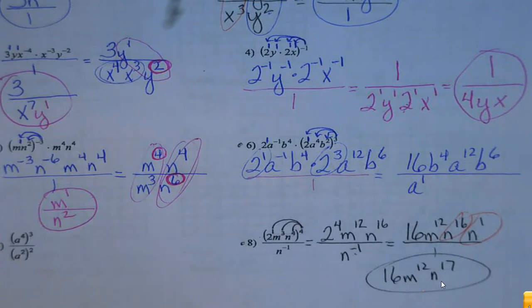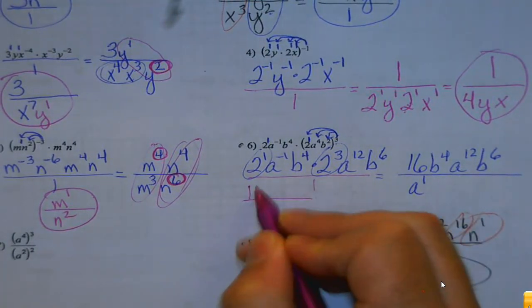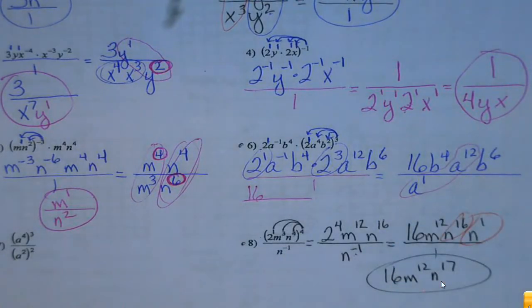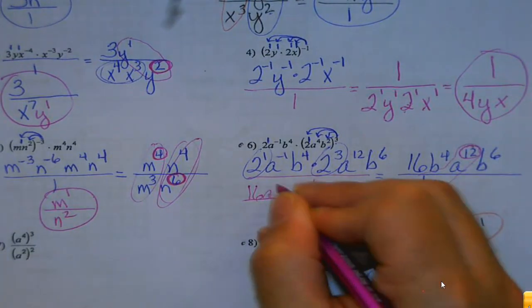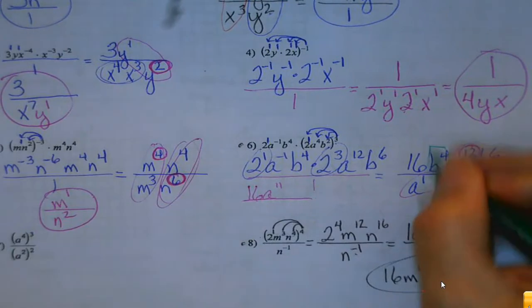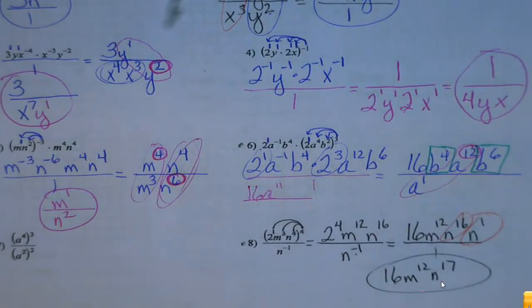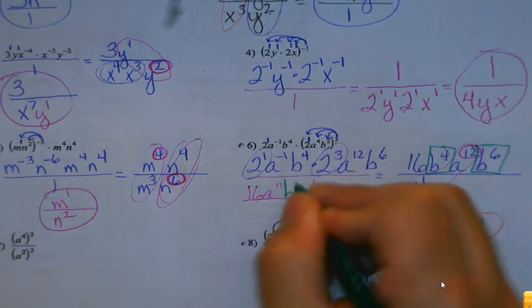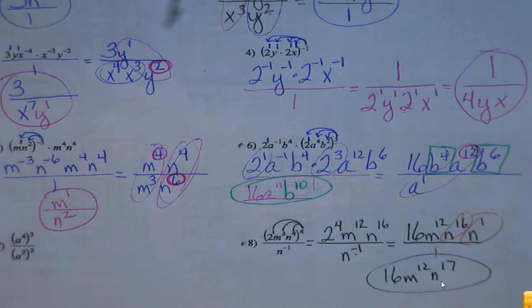But I notice there's still a little bit of work left to be done. Because here I notice with my a's, we're dividing, 1 on top, 1 on the bottom. 12 minus 1 is 11. Set there. But my b's, they're both on top of the fractions, so I'm multiplying them. 4 plus 6 is 10. And I'm set. Again, if you want to put the over 1, you can. But it's not something that is necessary.